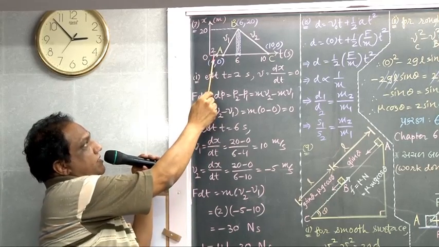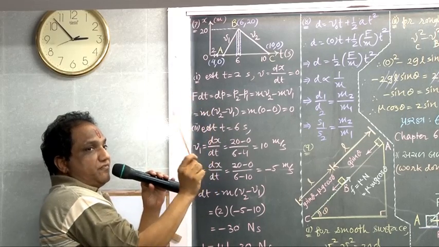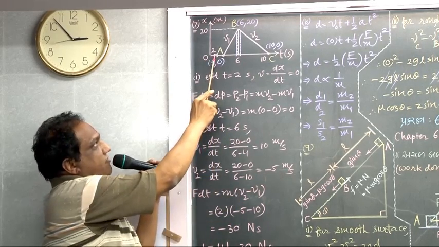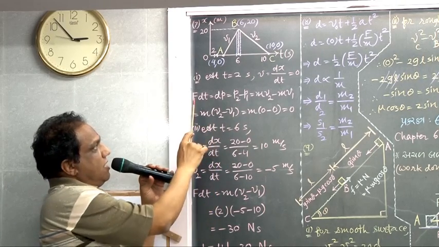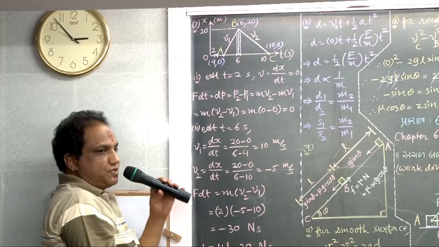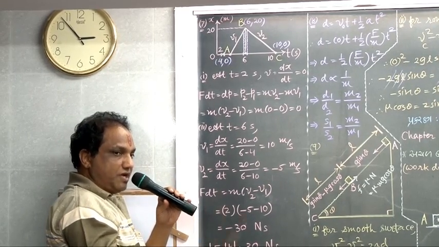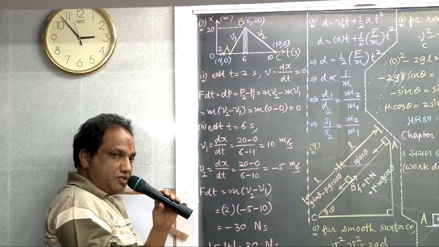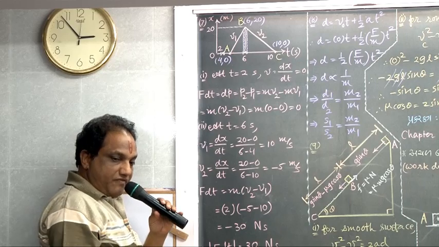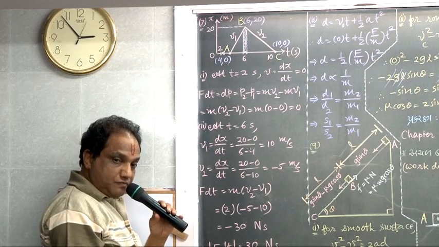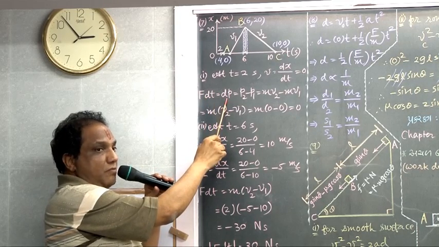If you take an instant of time before 2 seconds, let it be the first instant of time. After 2 seconds, let it be the second instant of time. Now we want the impulse of force. What is it by formula? Force into time. Don't you know Newton's second law of motion? F equals dp by dt. So what is F into dt? It is dp, which means change in momentum.